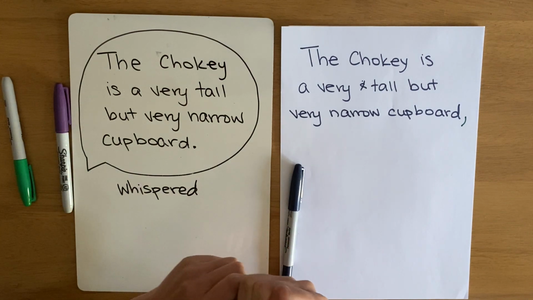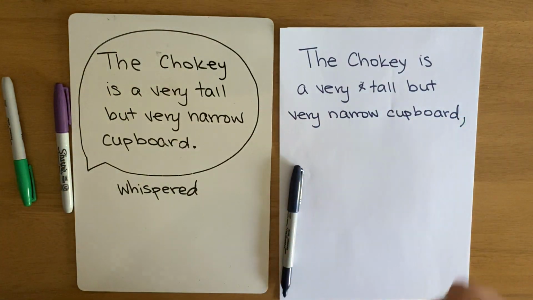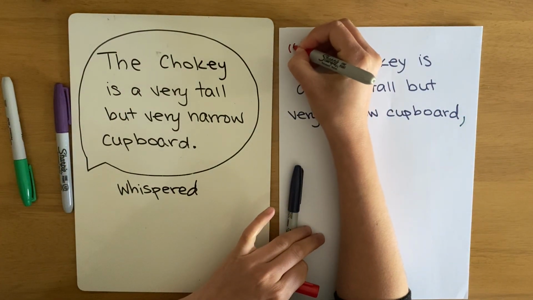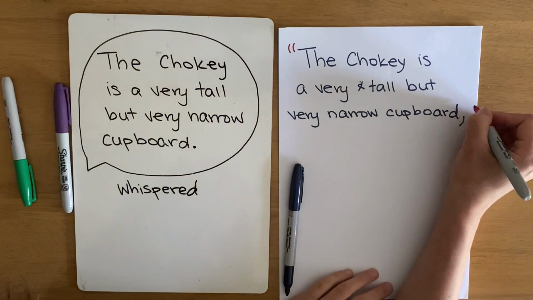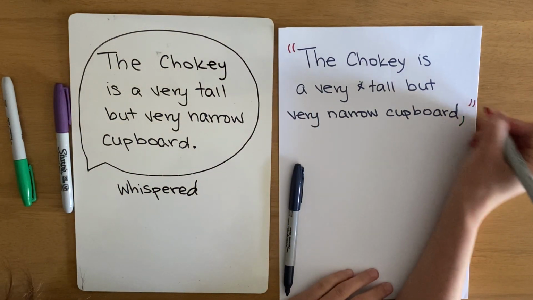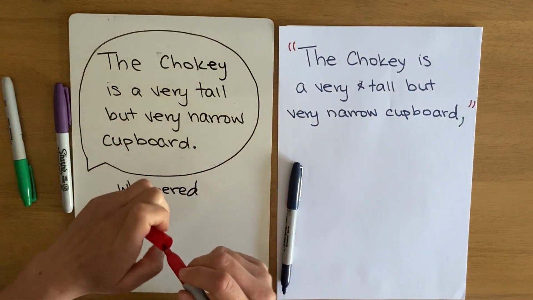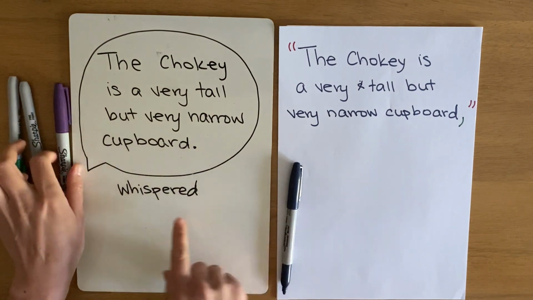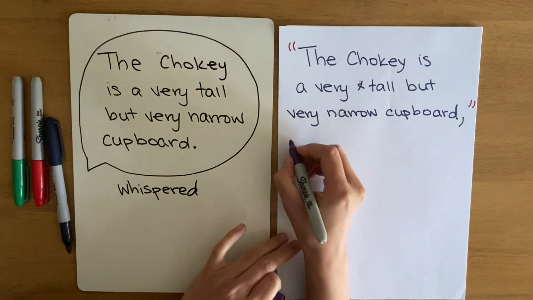So what exactly did Hortensia say? This is what she said. So I'm going to put an opening speech mark at the beginning. Then I'm going to put a closing speech mark at the end, because that's the bit that Hortensia said. Now I'm going to use another color for the other word for said, for whispered.